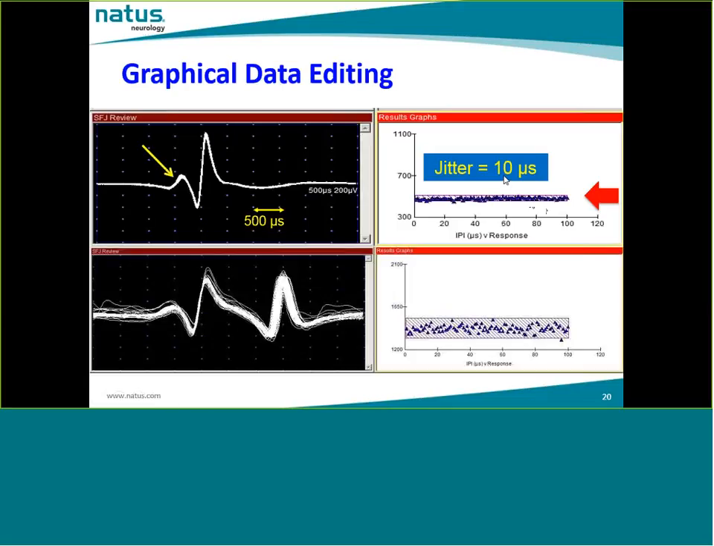Let's look at another example. This is the triggering potential. It is time locked over here. This is the jittering potential. We can see more variability on the traces. This is manifested as more scatter of data points in the sequential interpotential points, and the jitter in this case is 40 microseconds. So there is a good correspondence between the visual assessment of the waveforms and the scatter of the interpotential intervals in this plot.